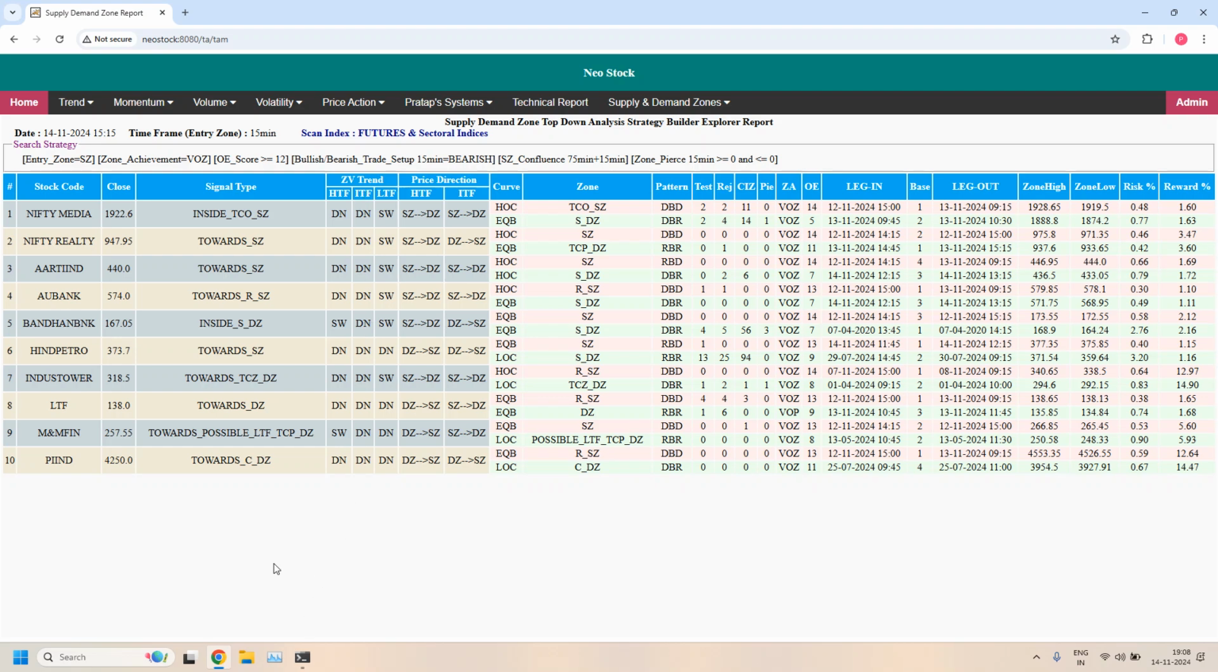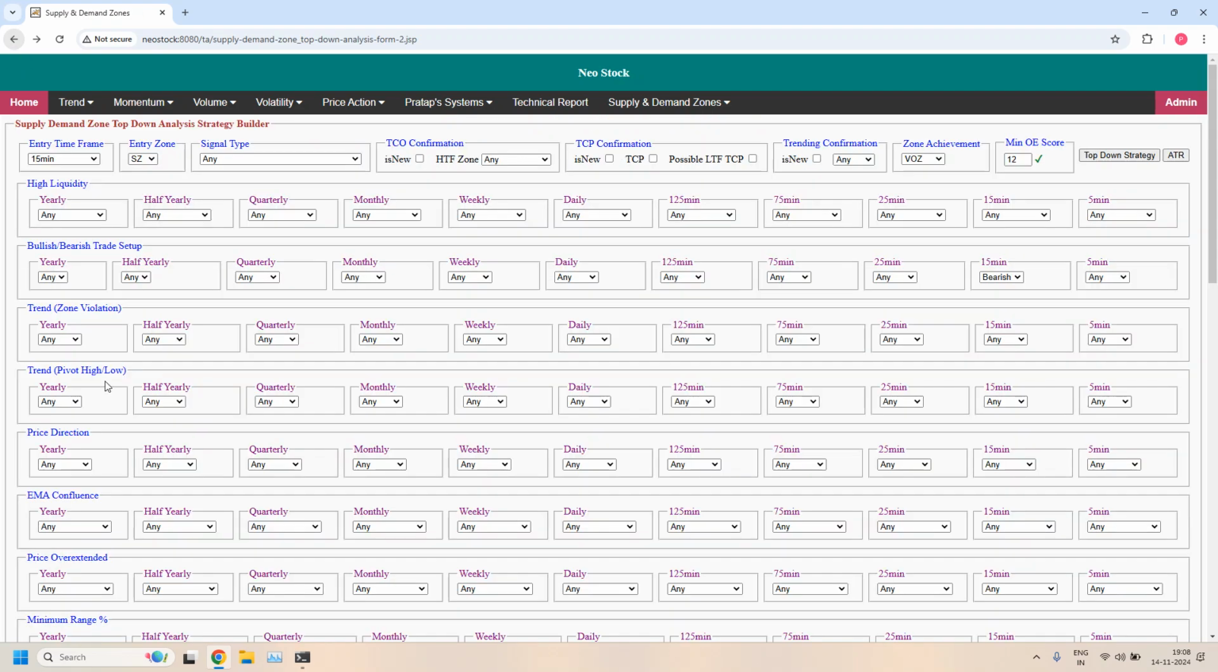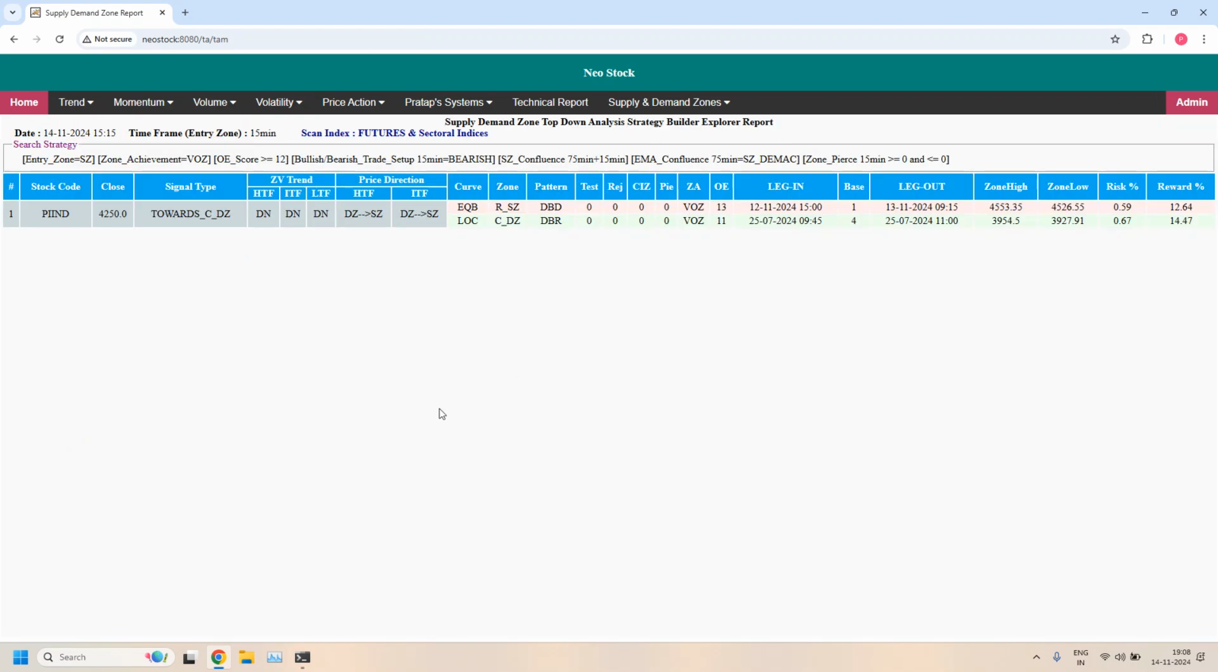That's why if any of these 75 minute supply zones are having daily EMA confluence, there could be an even more high probability setup. Let's verify. In the EMA confluence at 75 minutes time frame, I'm verifying 75 minute supply zone with daily EMA confluence. With this filter, we got only one stock. So this is a high probability setup. Moreover, it is also a high liquidity zone.